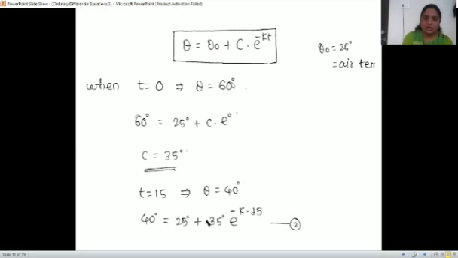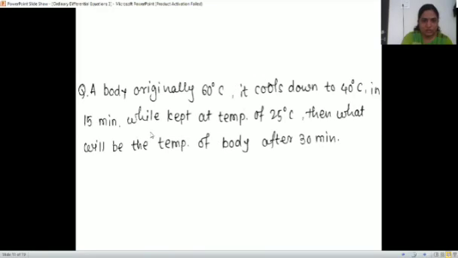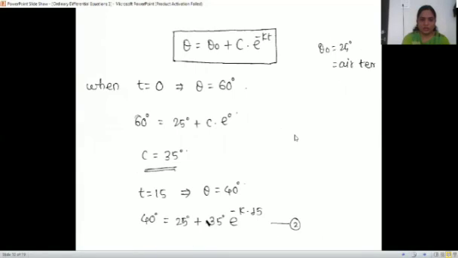Then room temperature is given to us. While kept at room temperature, at the temperature of 25 degrees, room temperature is 25. So theta naught is here 25. Theta is 60, plus c into e raised to minus kt. So it is initial time, so t is here 0. So e raised to 0 is 1 simply. So we can get c here. C is equal to 35 degrees.